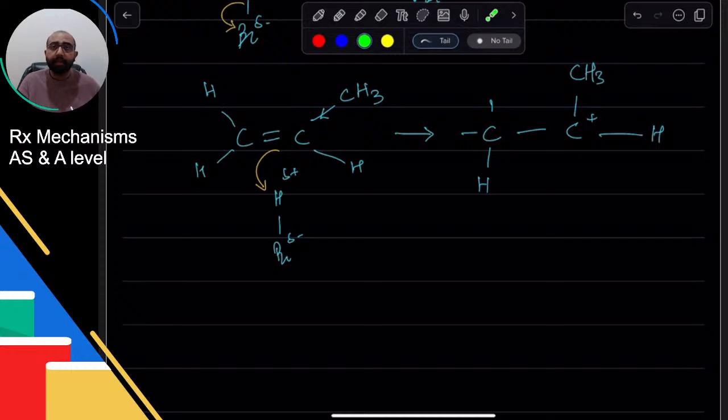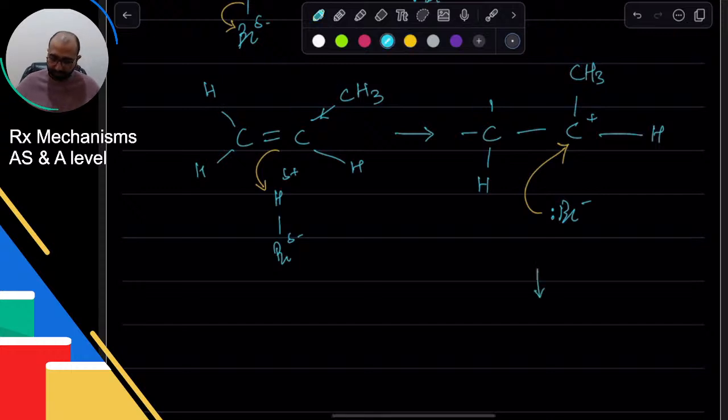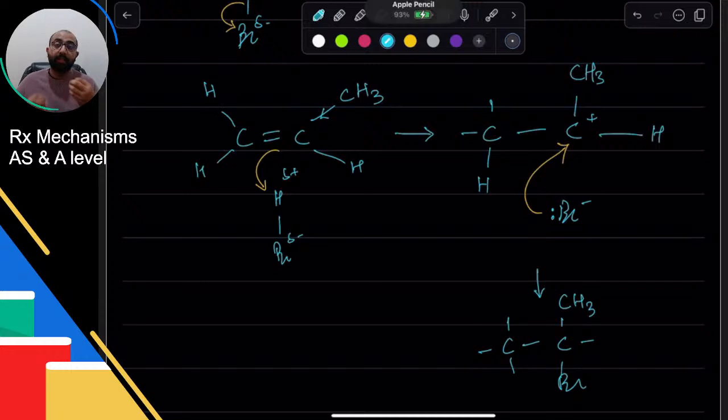It does not have the patience to wait. This one gets the more electronegative part because it waits, good things come to those that wait. So here we will get the bromine with its electrons to attack the carbocation, and that is how we get this. Okay, so that is something you should know.